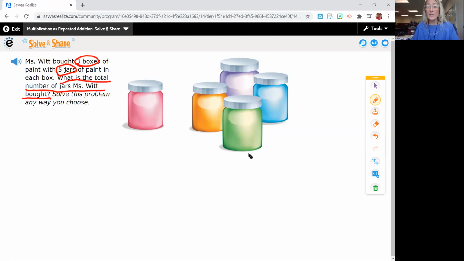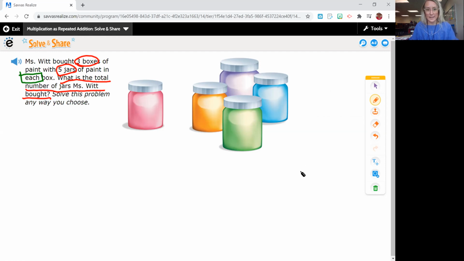Now our key word for multiplication, and I'm going to make this in a different color, our key word for multiplication is each, and we're going to learn why that is in a little bit. Each. Now we are on E, evaluate.